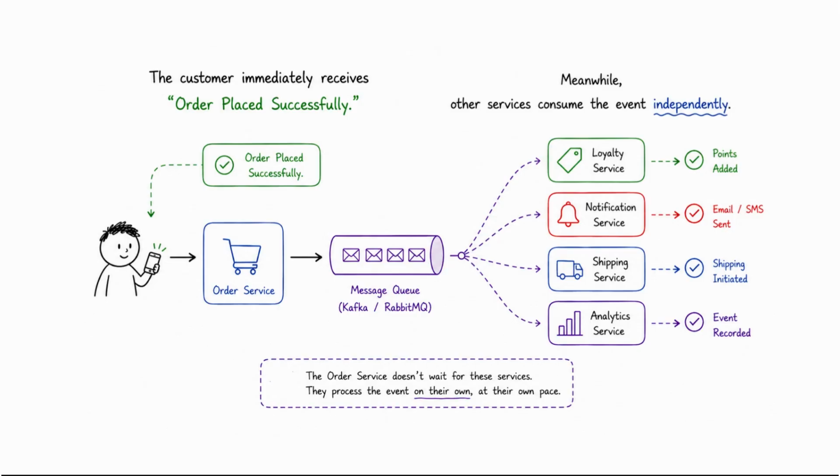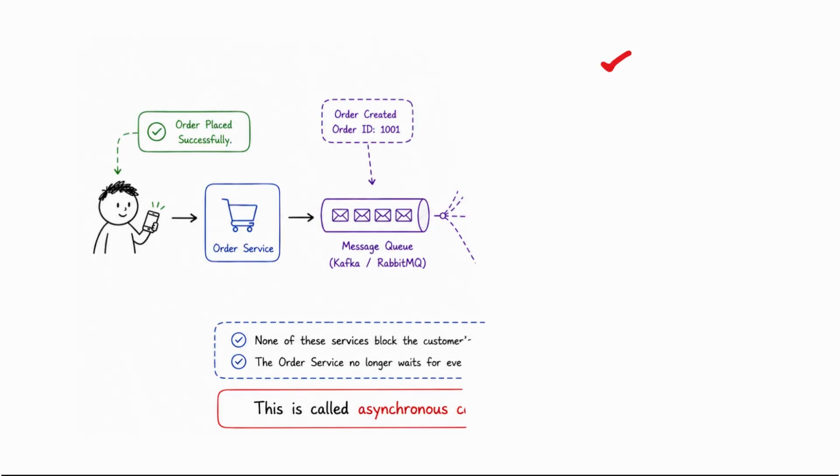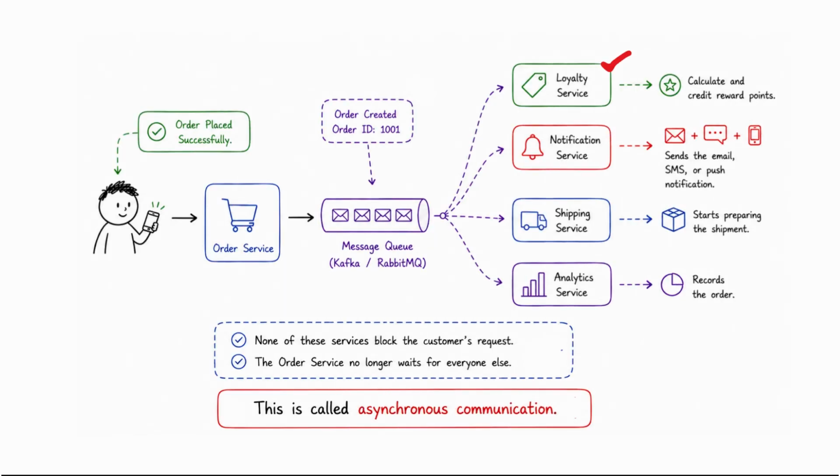Meanwhile, other services consume the event independently. The loyalty service calculates and credits reward points. The notification service sends the email, SMS, or push notification. The shipping service starts preparing the shipment. The analytics service records the order. None of these services block the customer's request. The order service no longer waits for everyone else.